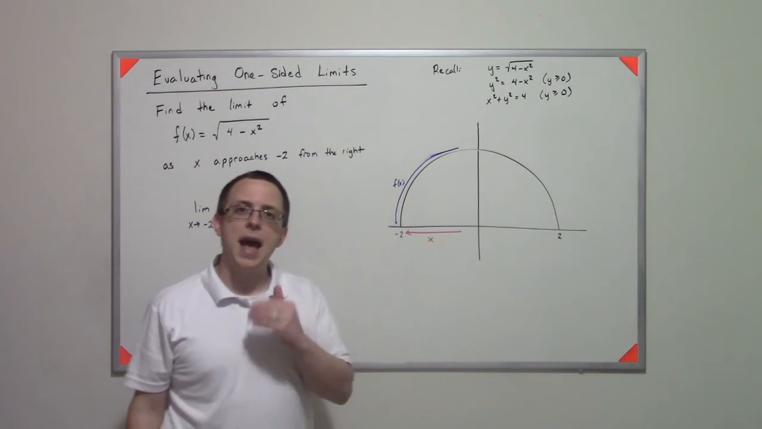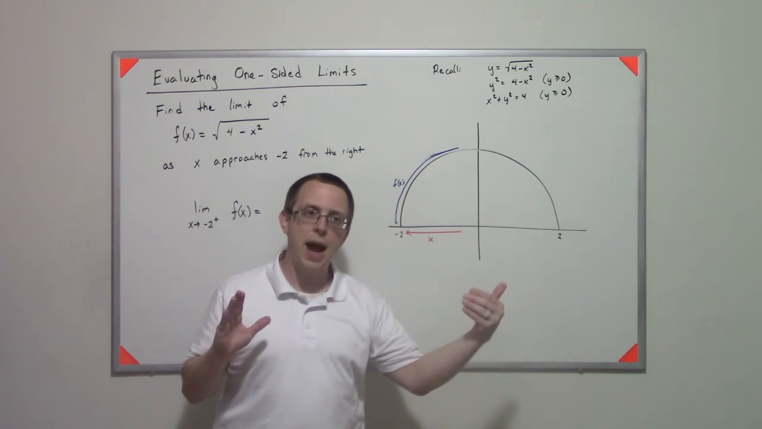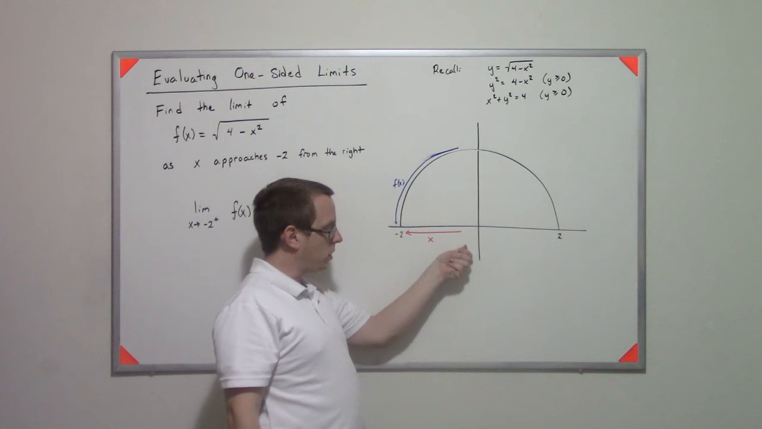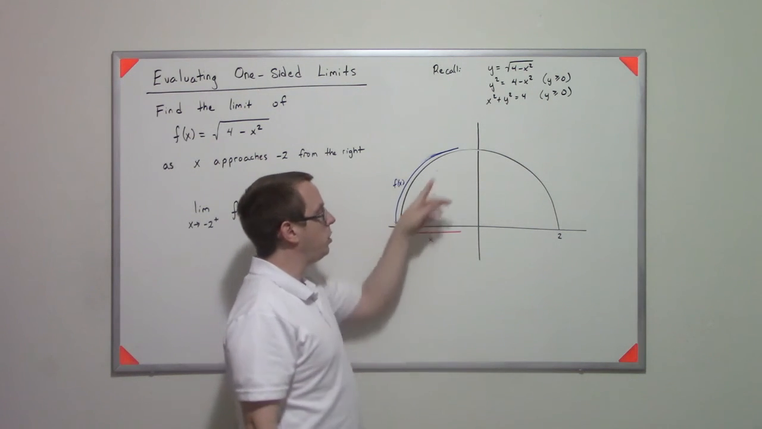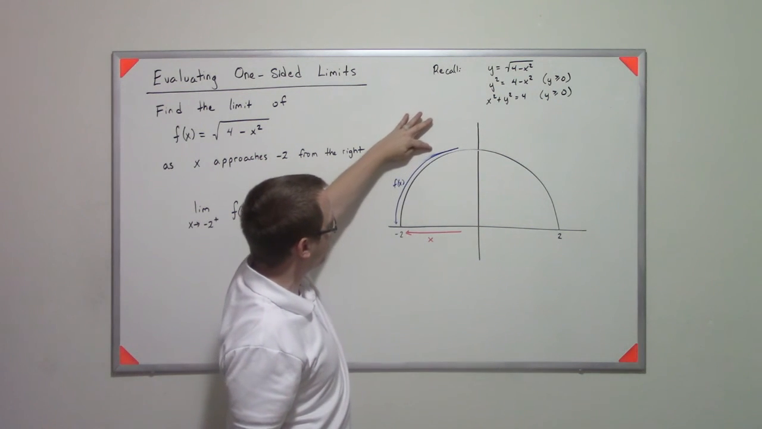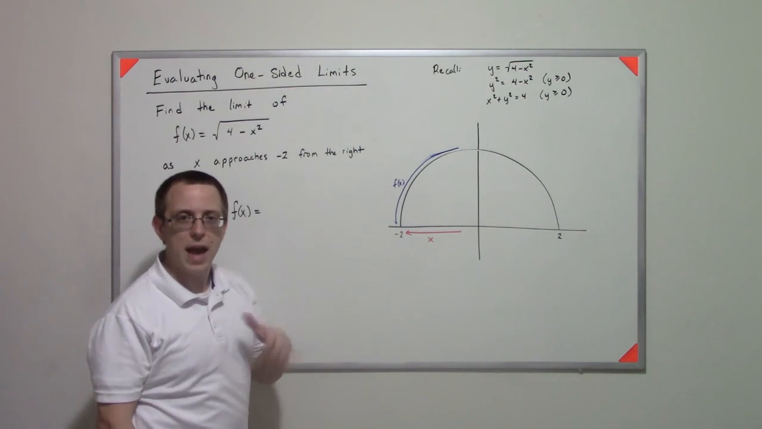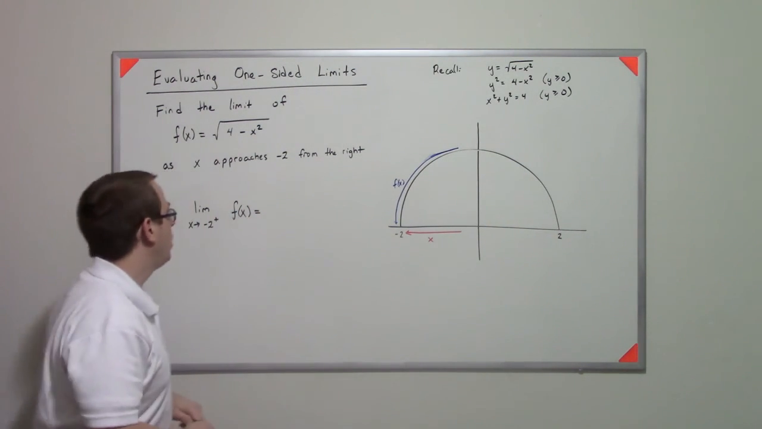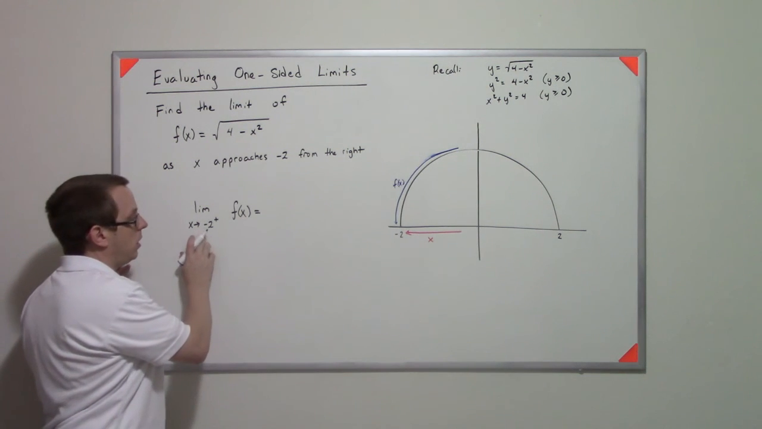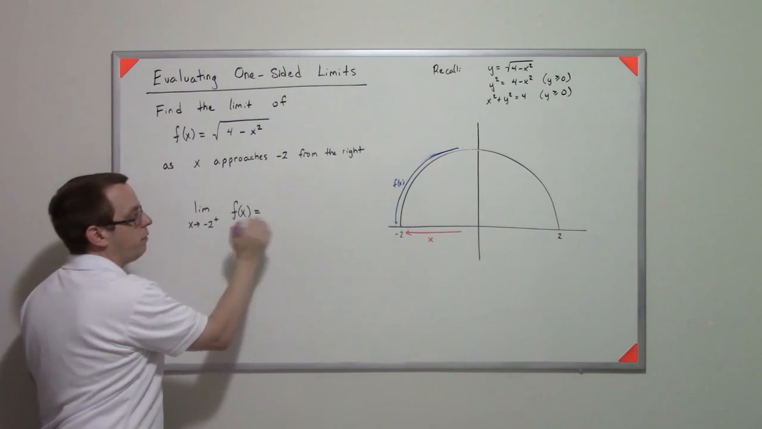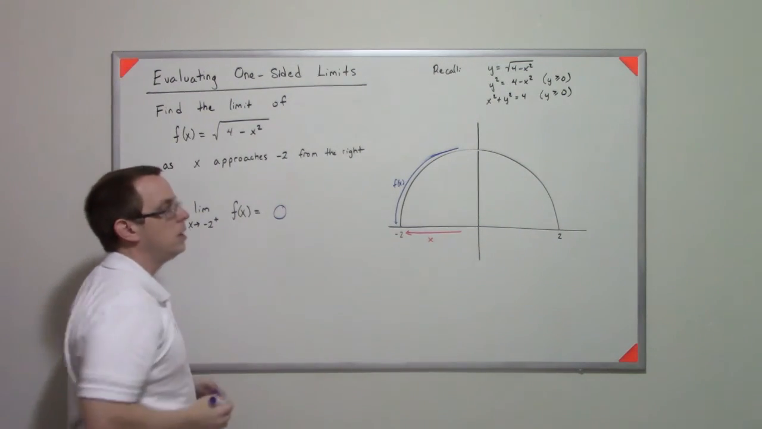So it makes sense to ask the question, what happens when we come from the right? So as x comes closer and closer to negative 2, the value of f of x becomes closer and closer to the axis, or the value of 0. So what we find is that the limit as x approaches negative 2 from the right of f of x is 0.